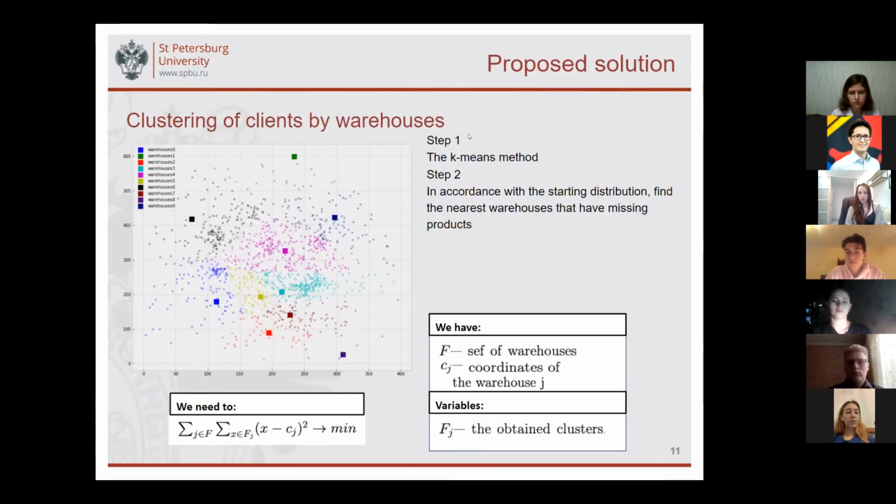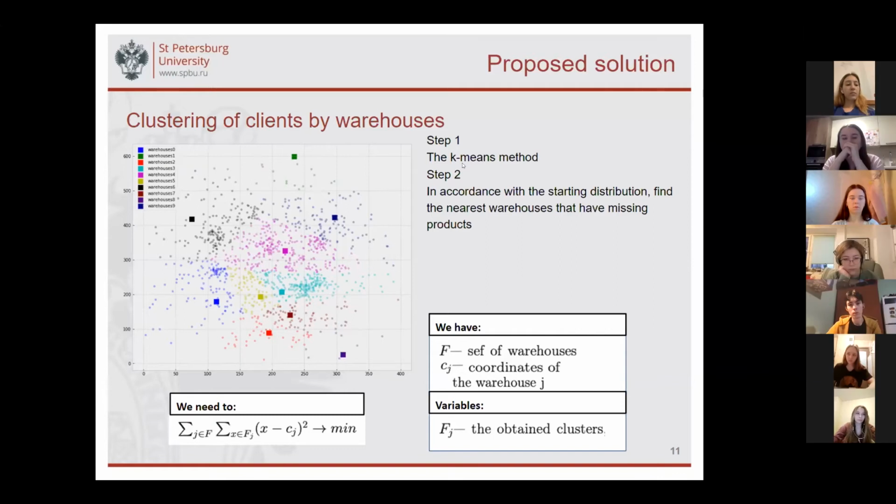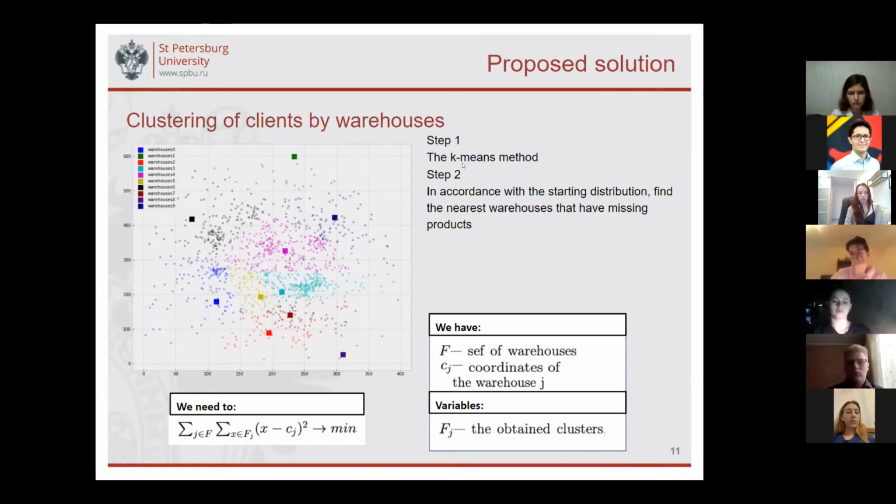The first step, clustering, has two parts. One is the k-means method, and the second one is, according to our distribution, we find the nearest warehouses that have the products we are missing. The k-means method was chosen because it gave the clearest and most isolated clusters. You can also see the visualization as a result of clustering.